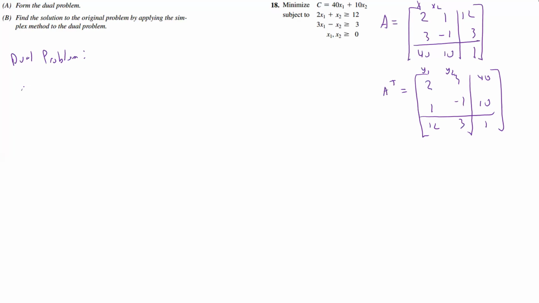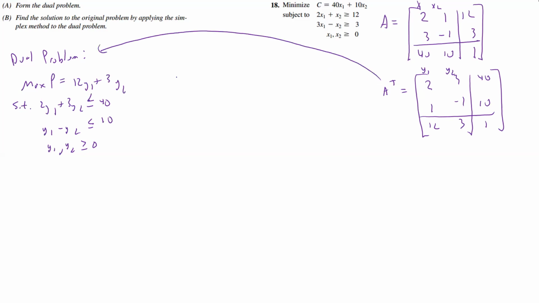So our dual problem now says we're going to maximize P equals, well, now we look at that bottom row. Now we have 12y1 plus 3y2, and it's subject to 2y1 plus 3y2 less than or equal to 40. Remember, that starts out greater than, and we're converting it to less than. And then we have y1 minus y2 less than or equal to 10. And y1 and y2 both have to be greater than or equal to 0. So that's our dual problem. We get that from A transpose.